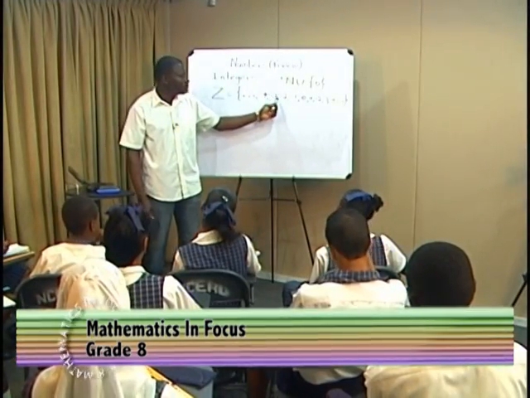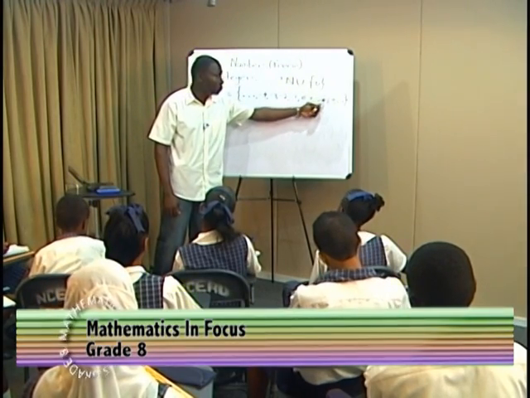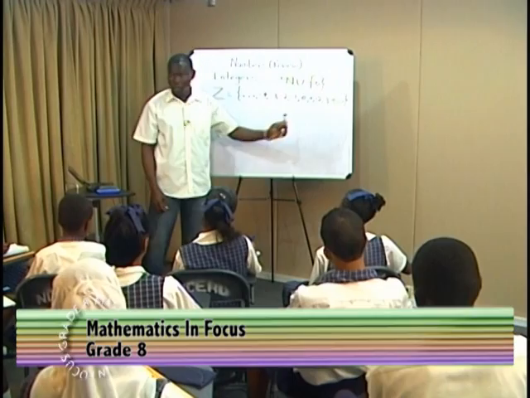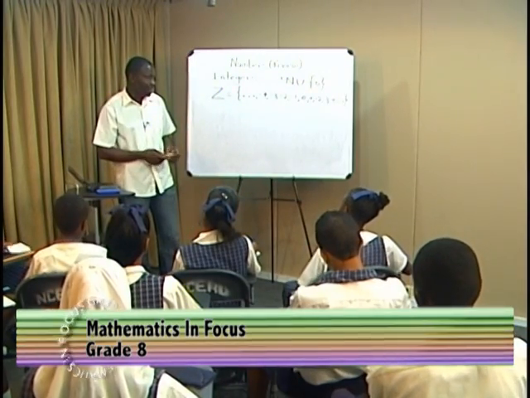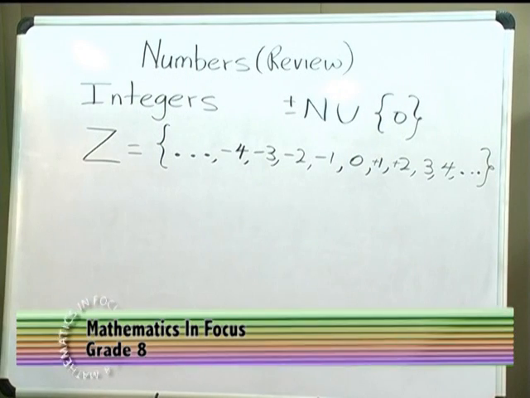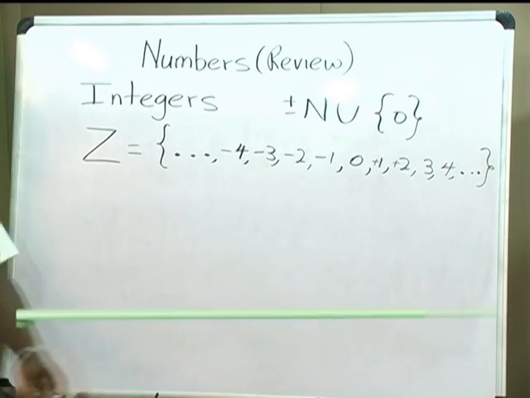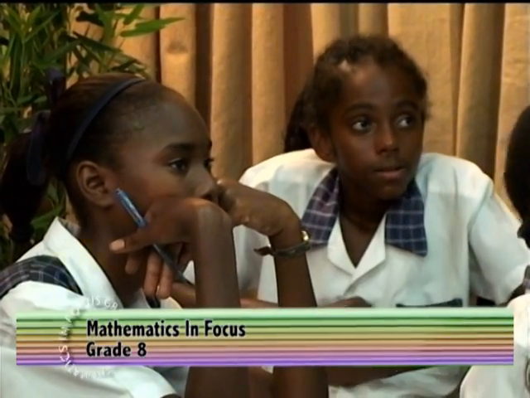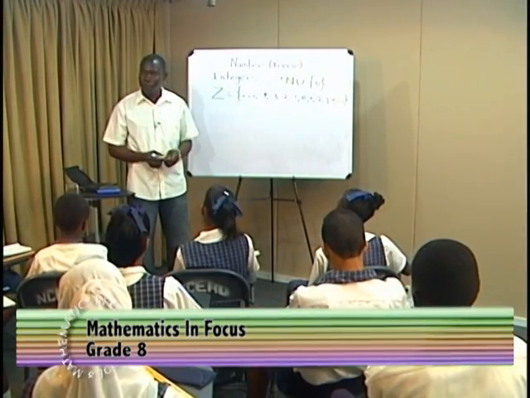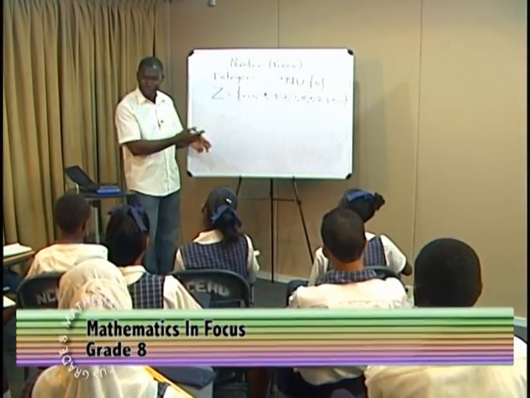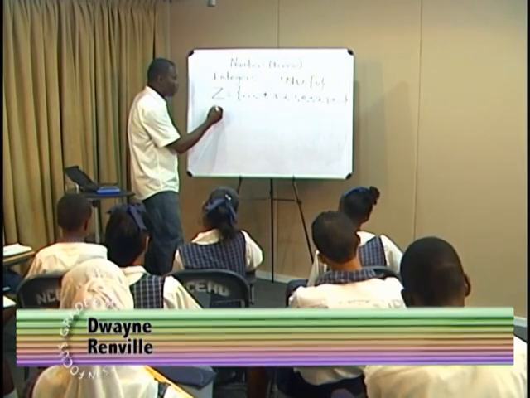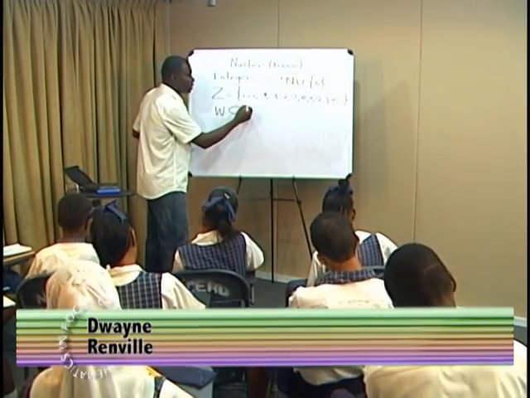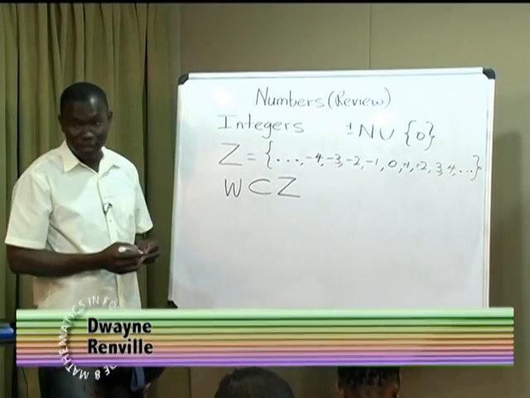So we have -4, and we go all the way to 0, then +1, +2, +3, +4. But with the positives, we can drop the sign. So we have integers. Can you see the set of whole numbers in this set of integers? Yes. The set of whole numbers will be 0, 1, 2, 3, 4, and we can keep going on. So it therefore means that whole numbers form a subset of integers.